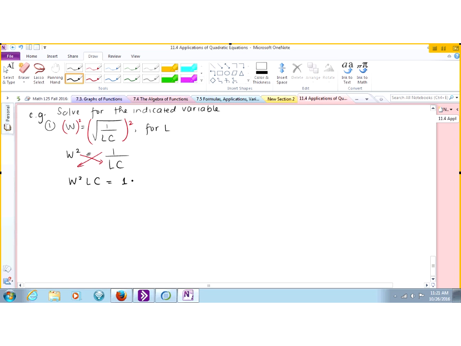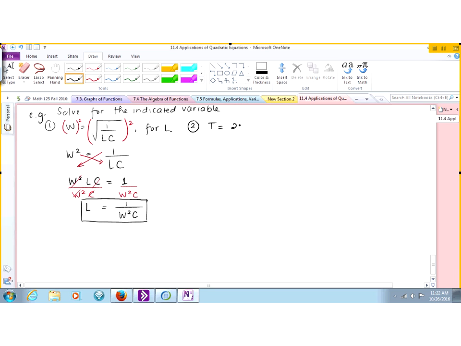Right? Now how do I solve for L? Divide both sides by W squared C. So what is L? L is 1 over W squared. Is it easy? Okay. So now I have to clear the fraction, and I only have L. All right. Now the next one, let me give you a couple.